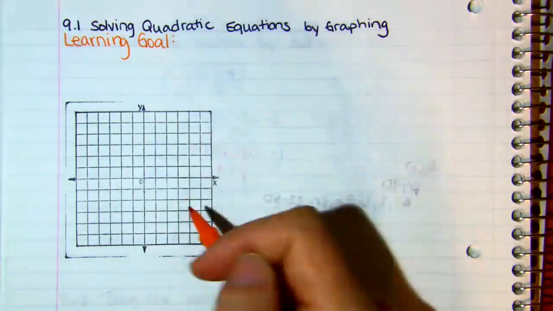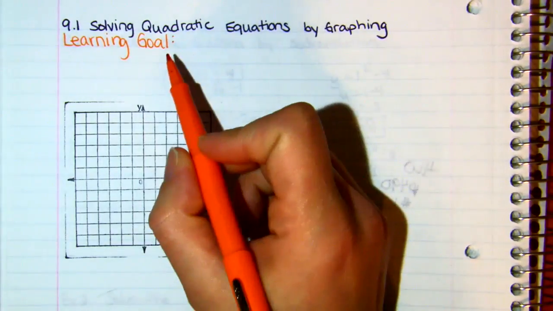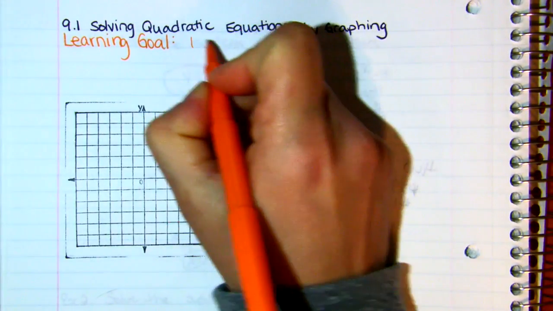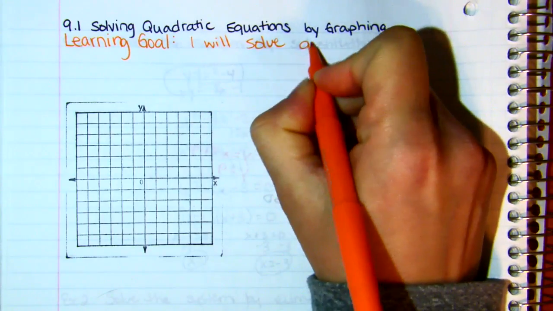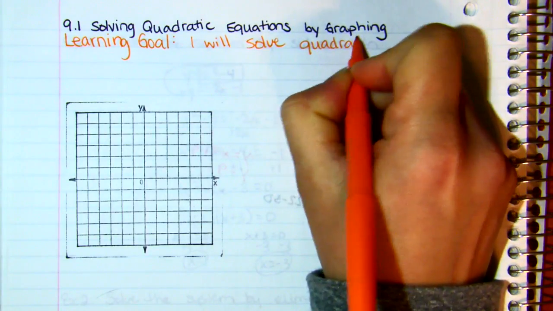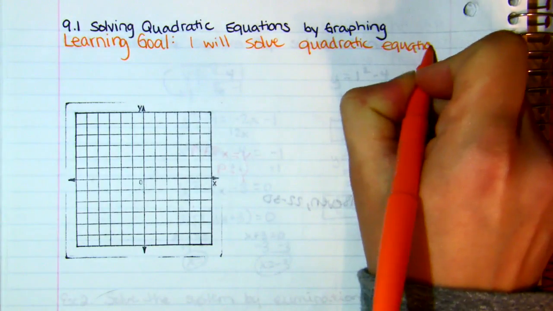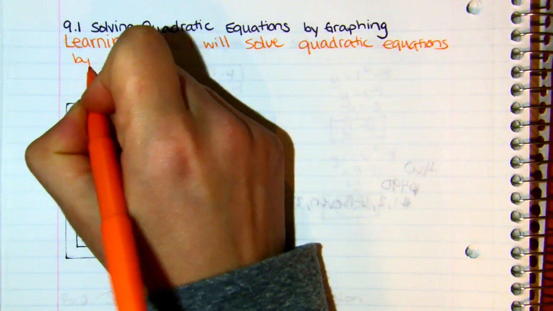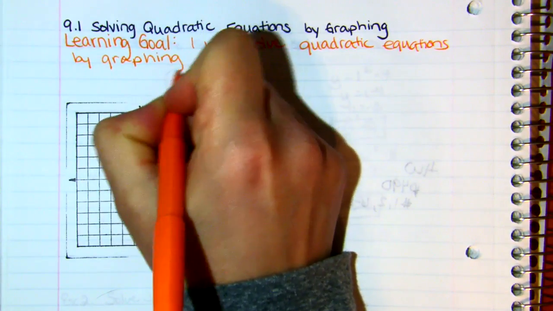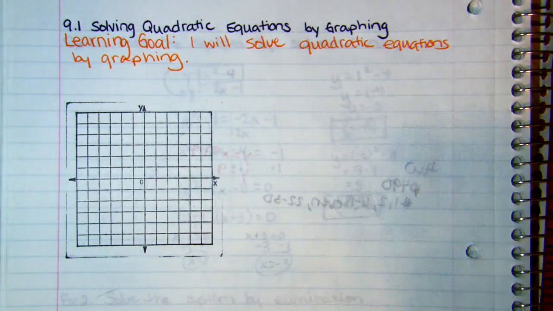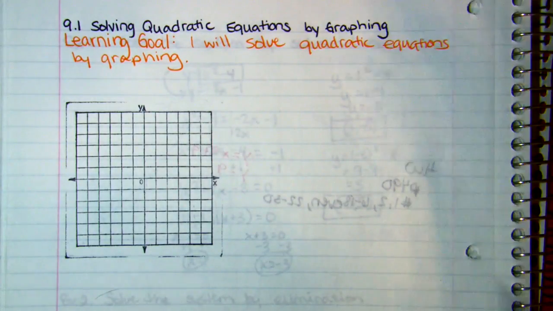But today we are starting with graphing because that's what you just spent an entire chapter doing. So the learning goal is just I will solve quadratic equations by graphing. And in order to do this, we need to remember what a quadratic equation is.